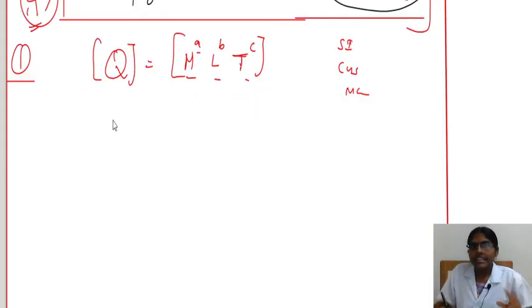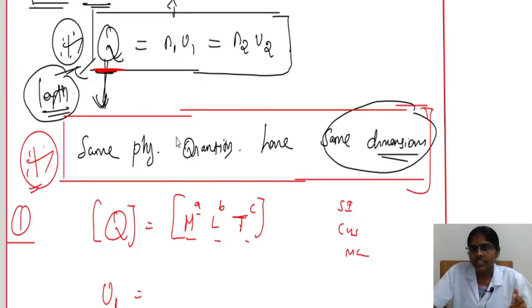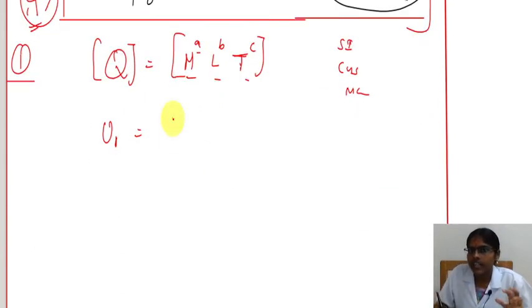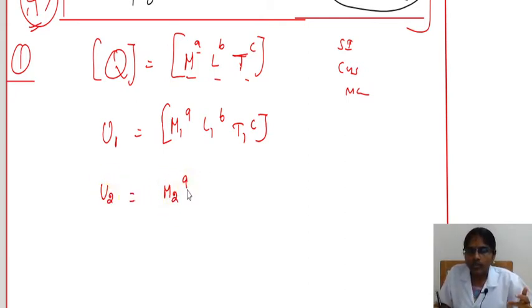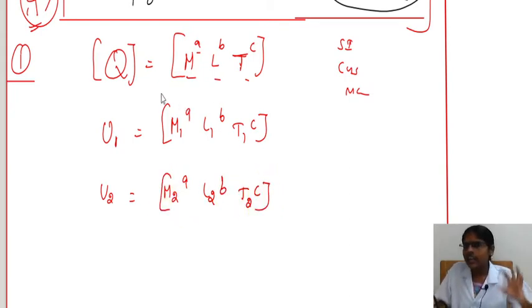But in one system of unit, for example, the U1, when I'm measuring in the first system, say for example SI, okay, in U1 what will be there? I'm just giving some other name: M1 power A, L1 power B, T1 power C. I'll explain why I'm giving a different name like M1, L1, T1 and M2 power A, L2 power B and T2 power C. I say the physical quantity, whatever be the system of unit, it will have the same dimension.